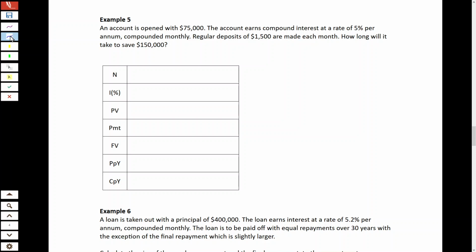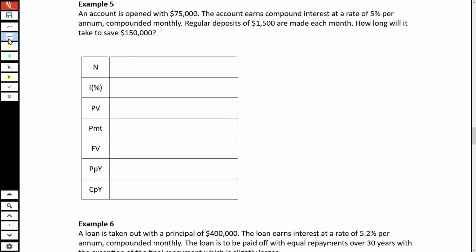So, Tom, you're up. Tell me a piece of information I could use in this example. PV would be negative 75,000. Okay, great. Why is it negative? Because he's investing 75,000 into it, so he's giving money. He's losing money. It's a negative number. Yeah, so I'm giving money to the bank. I'm losing money at the start.